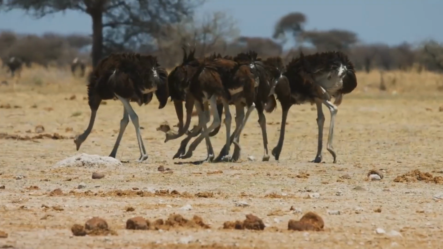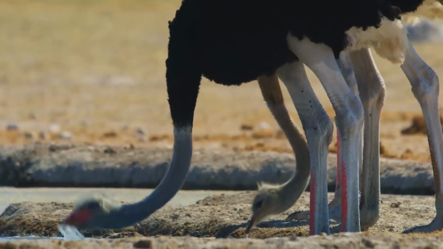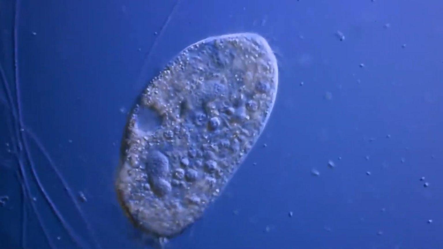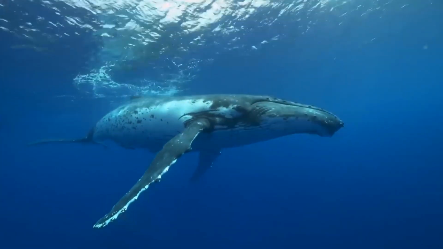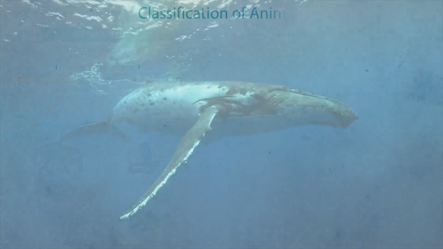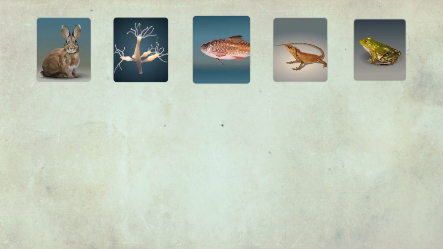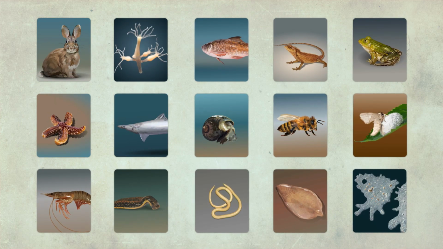Zoologists have identified sufficiently large number of animals varying from microscopic protozoans to the giant whale. These animals have been classified based on their morphological similarities and dissimilarities and phylogenetic relationships. We will look at a different animal to understand their external features.